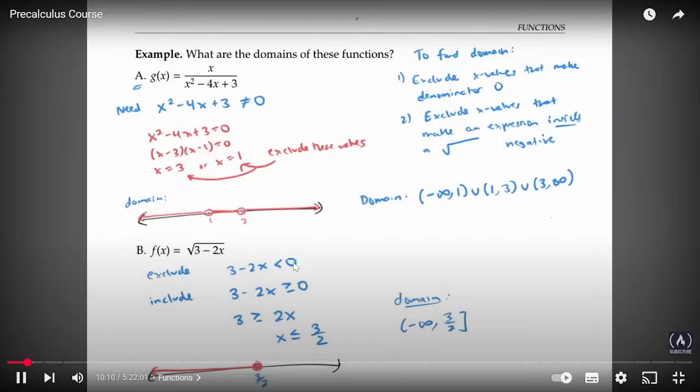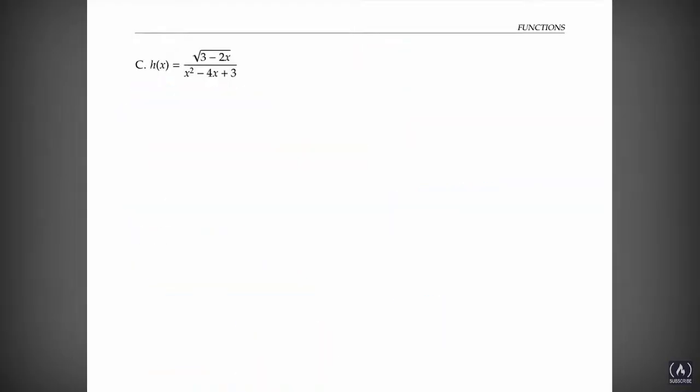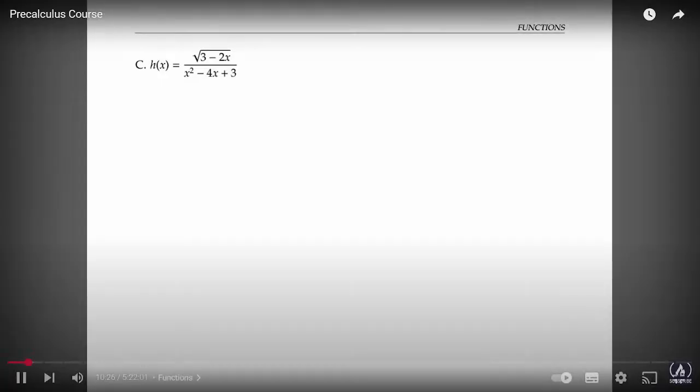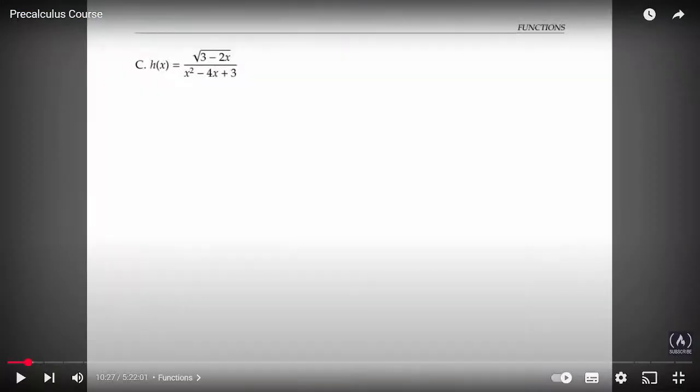Is included, and that's because 3 minus 2x is allowed to be 0. I can take the square root of 0 if it's 0, and that's not a problem. Finally, let's look at a more complicated function that involves both the square root and the denominator. Now there are two things I need to worry about. Oh yeah, the square root cannot be minus. So if it's minus something, it's not possible. Okay. When it goes to the other side, it becomes this. Oh, okay. I need the denominator to not be equal to 0.